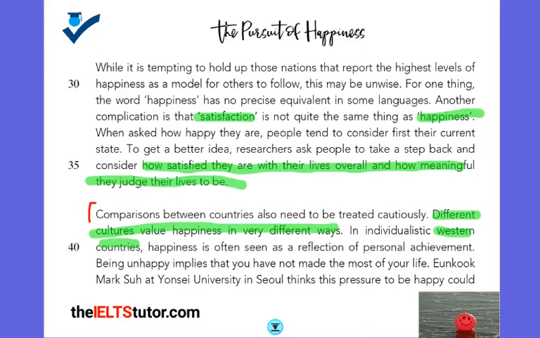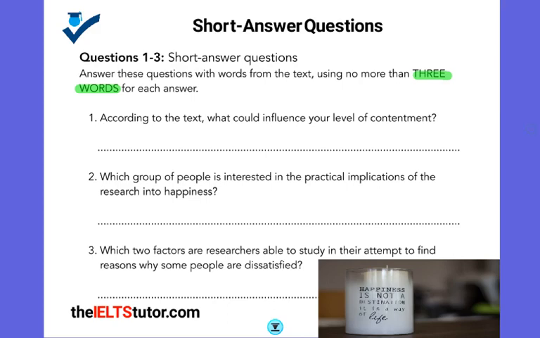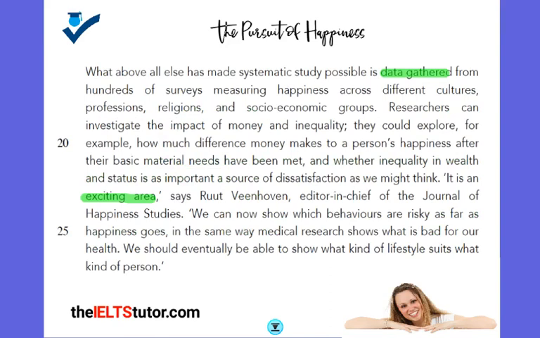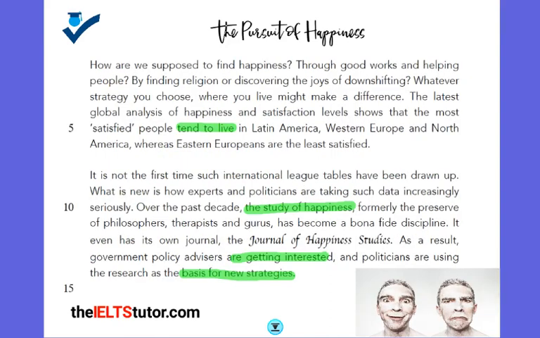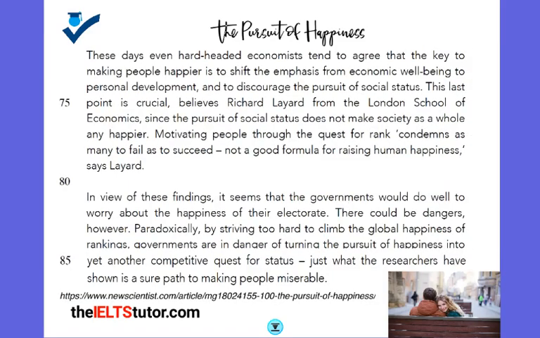So, let me just go back to the question again. Okay, and put the answer here. According to the text, what could influence your level of contentment? It should be where you live, as you can find in line 6. Okay, so line 5 or line 6. Now again, I'm going to give you a minute to go through the second question.